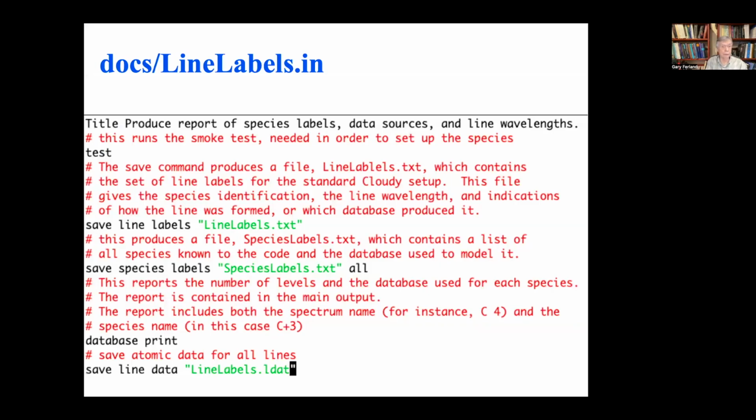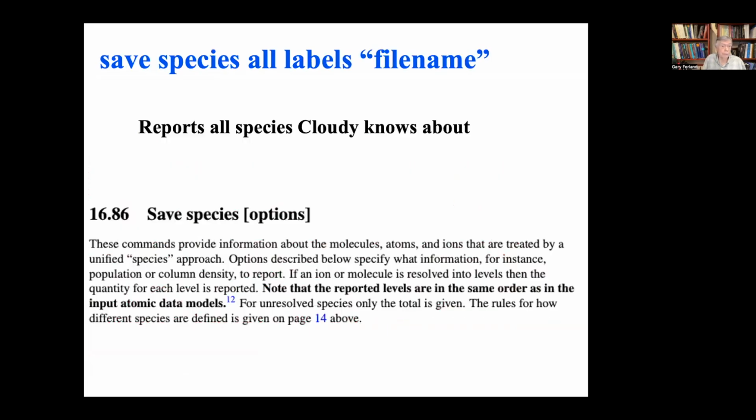So the black lines are real commands, the red lines are comments. The test does not do much. It runs a smoke test. That's a quick way of getting Cloudy to set itself up and check it's okay. And then there are four commands, and we're going to go through them one by one, and they generate reports for what Cloudy is doing.